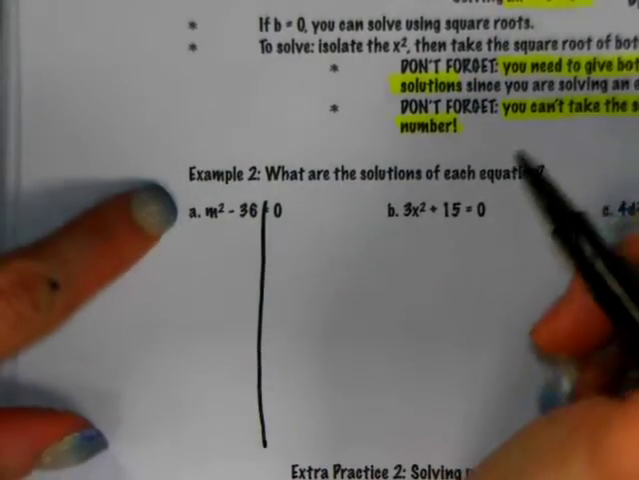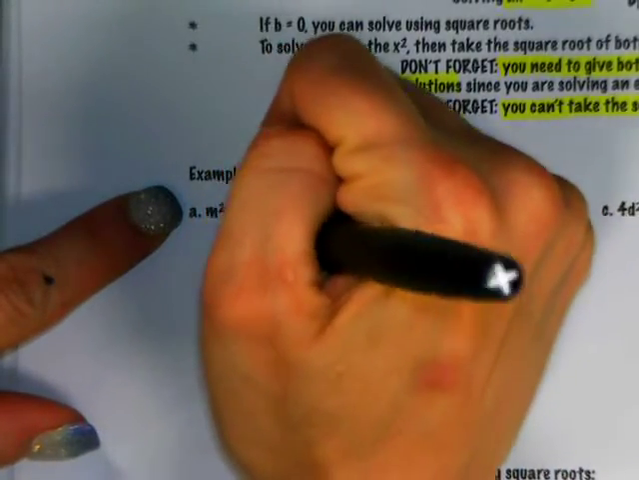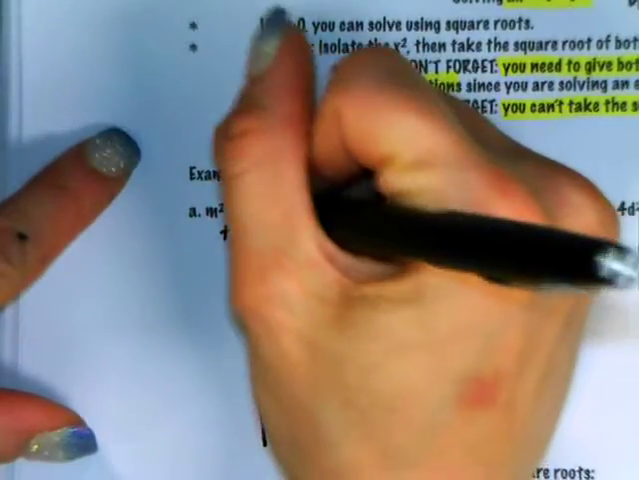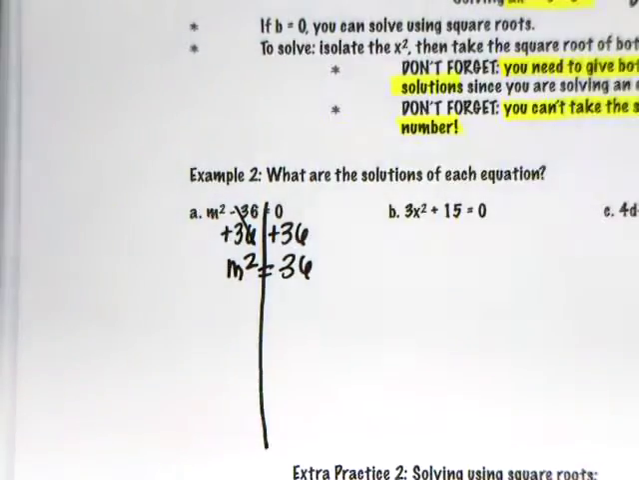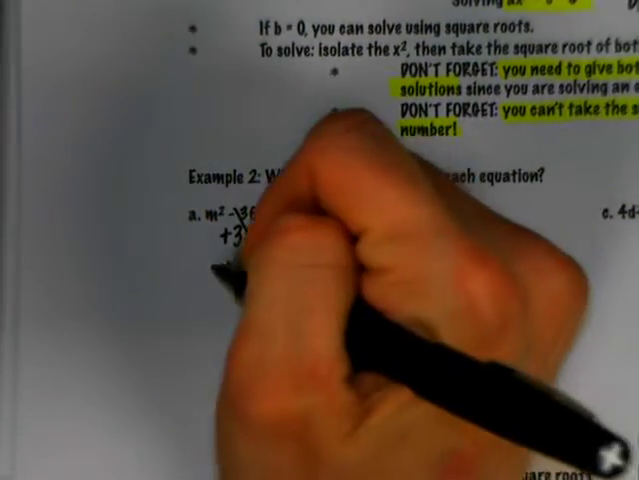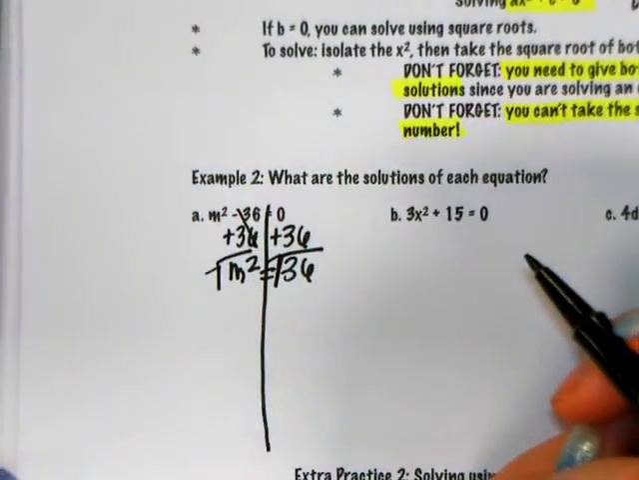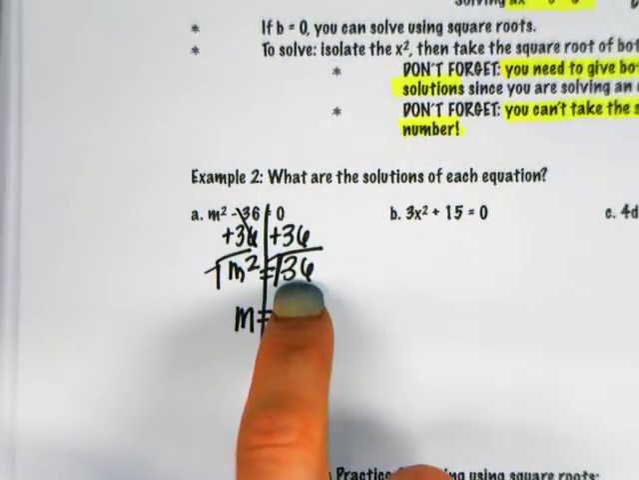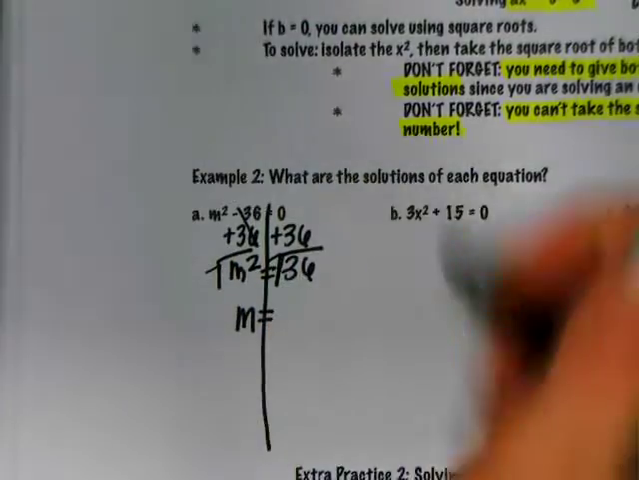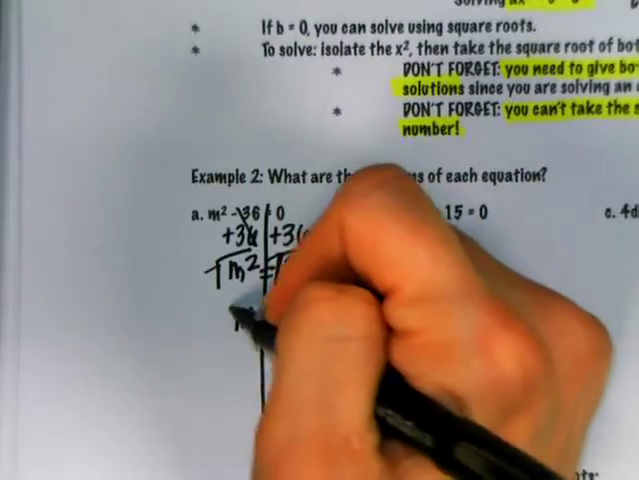For this, what do we think we're going to do first? Yeah, add 36 to both sides. So you get m squared equals 36. To get the squared gone, what would you do? Square root, yep. Square root both sides. So you get m equals, and I have to account for all the different options. What are my options? 6 and negative 6, yep. So you're going to say plus or minus 6.